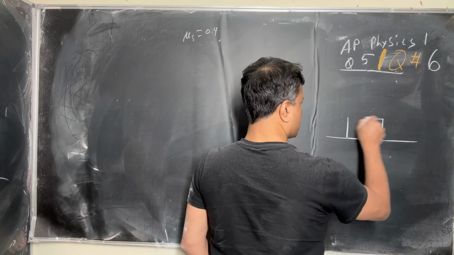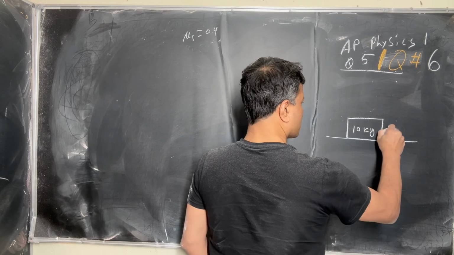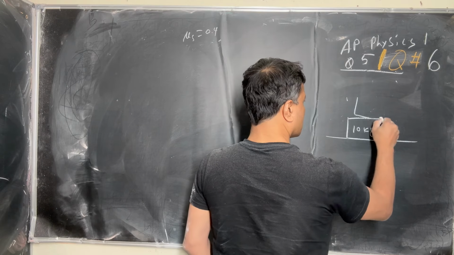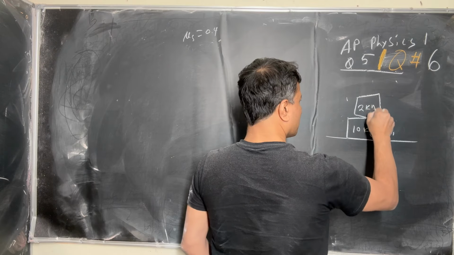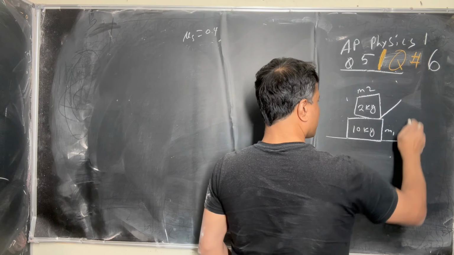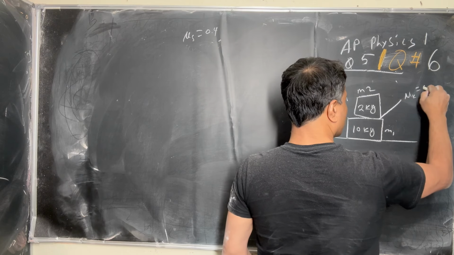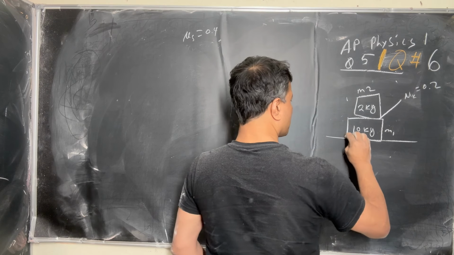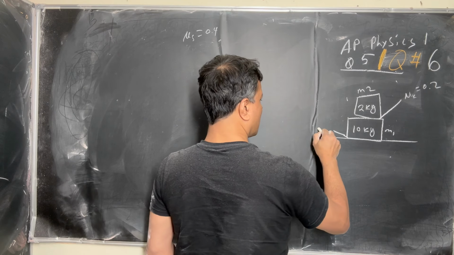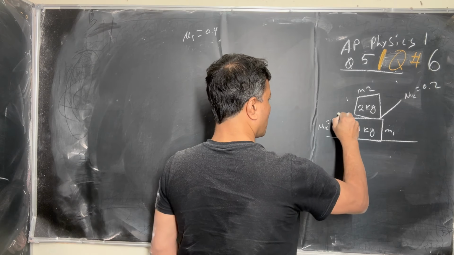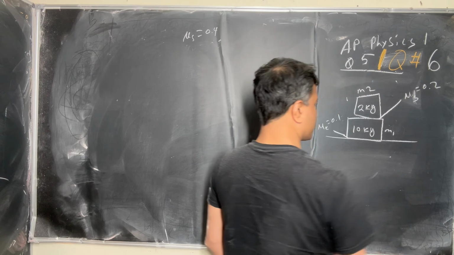Two masses: this is 10 kilogram, mass 1, this is 2 kilogram, mass 2. There is a friction between mass 1 and mass 2, mu k is 0.2, and there is a friction between mass 1 and the wall, mu k 0.1. By the way, be careful, this is mu s.